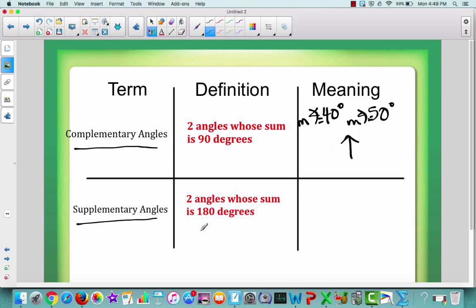Supplementary angles are two angles whose sum is 180 degrees. So if I gave you the measure of an angle is 100 and the measure of an angle is 80, well then those together equal 180. So those would be supplementary angles. All right, so we're going to go through this and use it with some algebra.